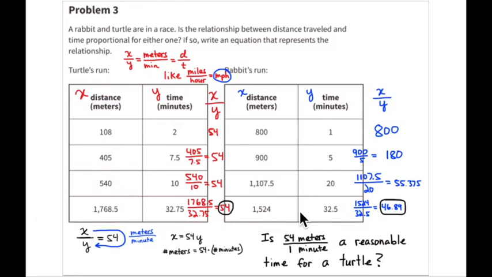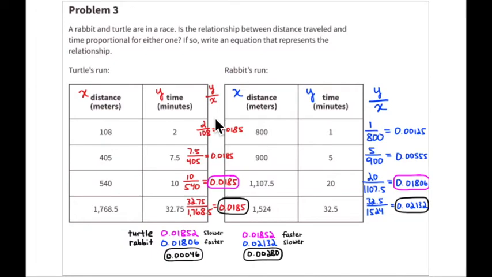And finally, the last one, the rabbit's even slower than the turtle now at 46, let's say 47 meters per minute. So the rabbit keeps slowing down, slowing down, slowing down. Imagine it's getting more and more tired, so it can barely even move. And so the turtle just keeps moving at this slow pace and eventually passes the rabbit and wins the race. So this is meters per minute, and the previous one we figured out minutes per meter.